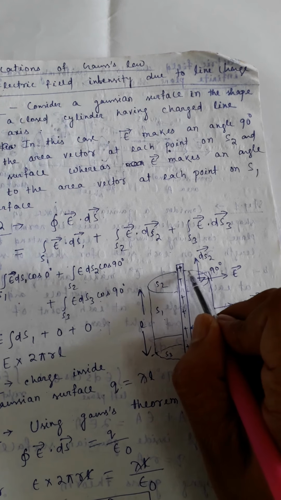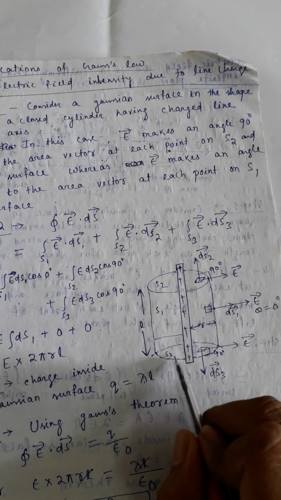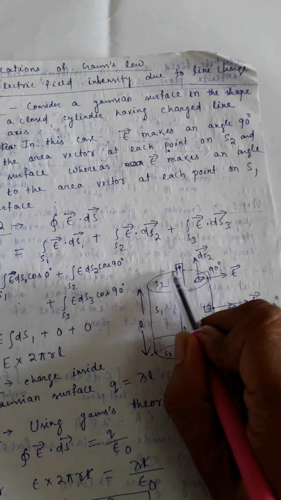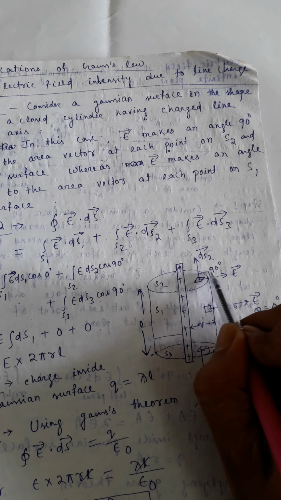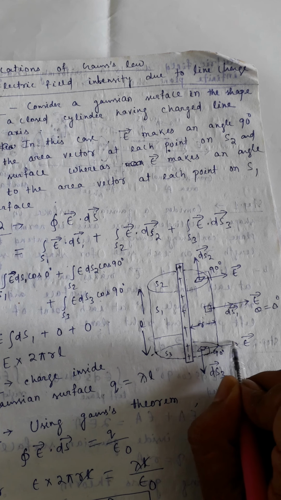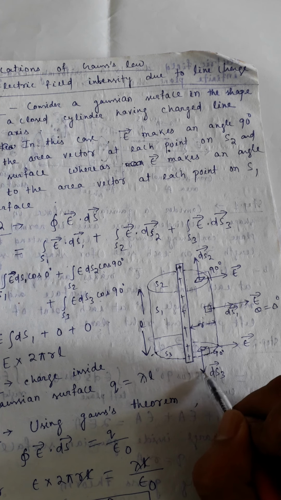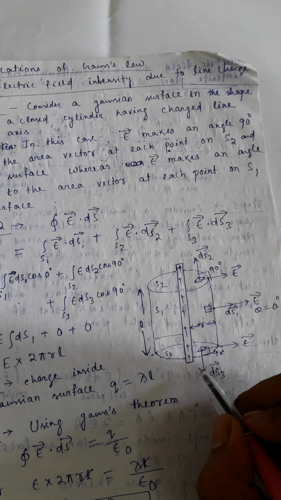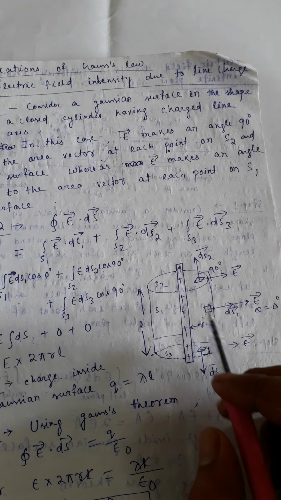If the upper surface is considered as S2 and the lower surface is S3, then everywhere on the surface S2, the angle between E vector and ds vector is 90 degrees. Here, if we consider a small area, this is the direction of the electric field, outward, and here is the direction of the area vector. It is also outward and perpendicular to this area. So the angle between them is 90 degrees.